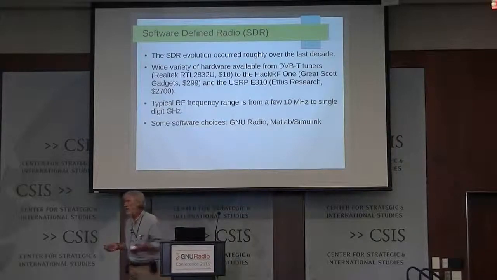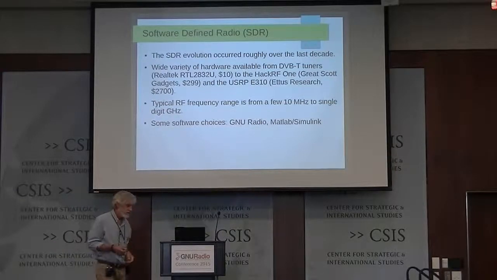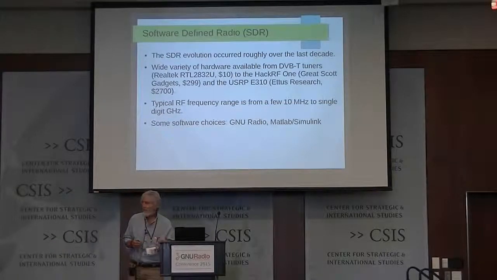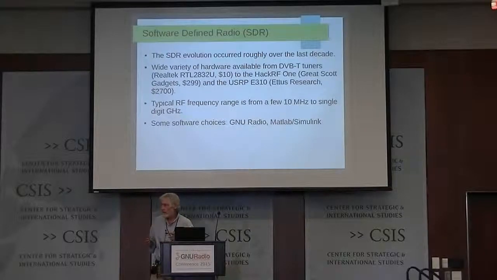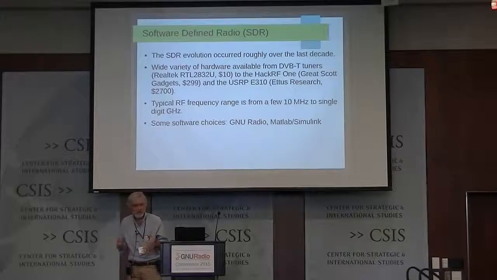Typical RF frequency is from about 10 megahertz to the single-digit gigahertz, 6 gigahertz is a typical one. That's kind of important as we go along, to realize that range and also to see that it may or may not be compatible with what we want to achieve.